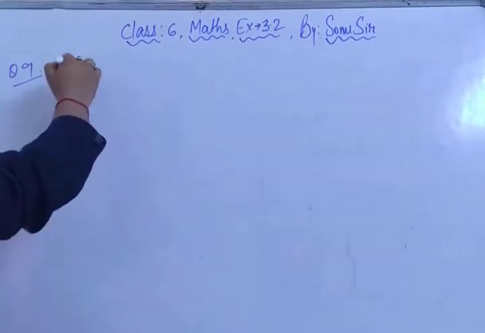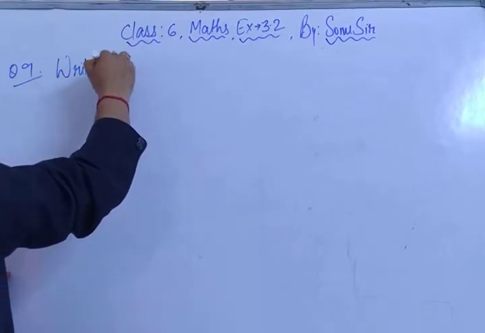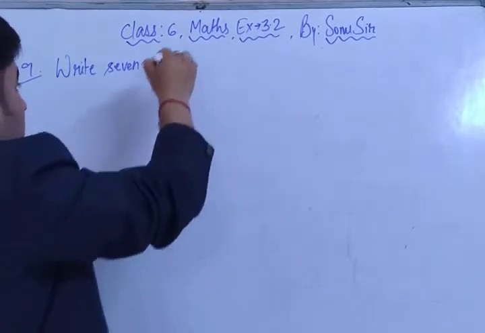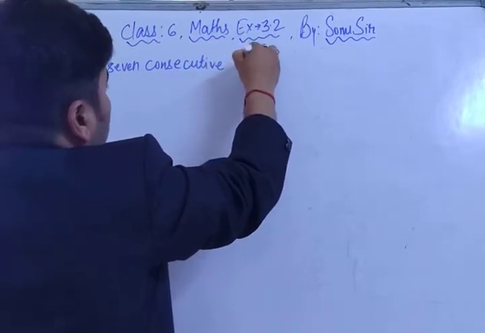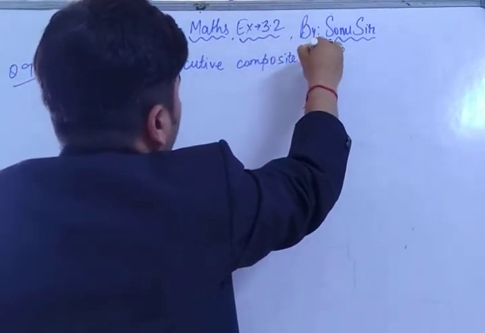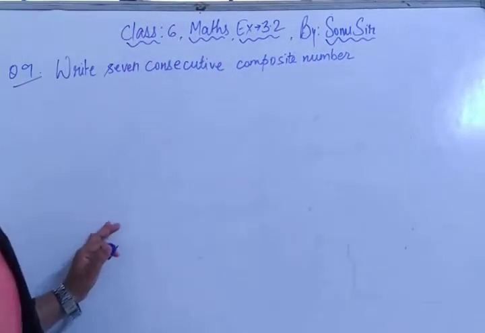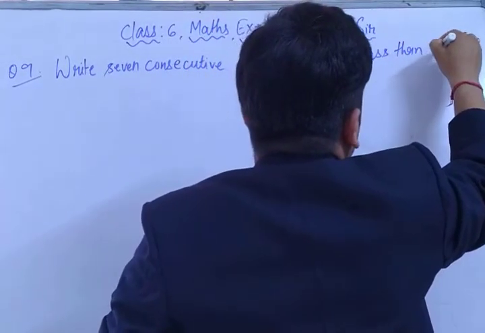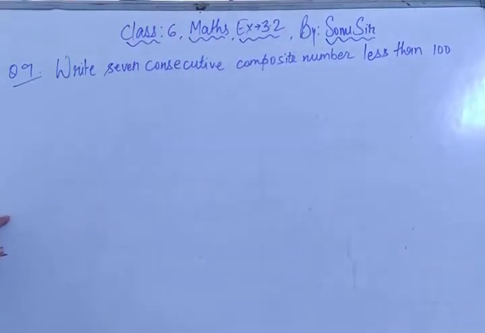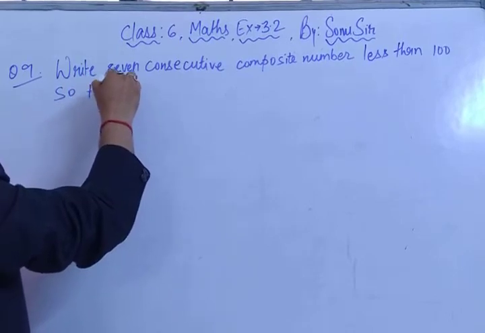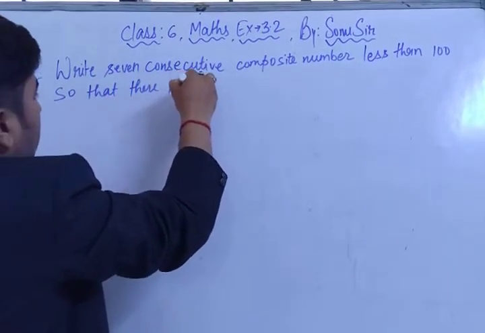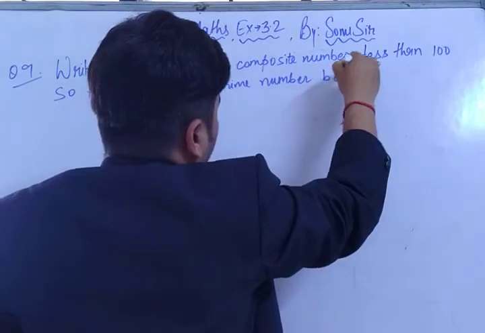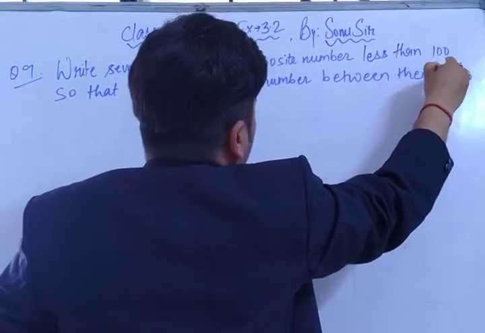Question is, write 7 consecutive composite numbers less than 100, so that there is no prime number between them. Means the number is less than 100.